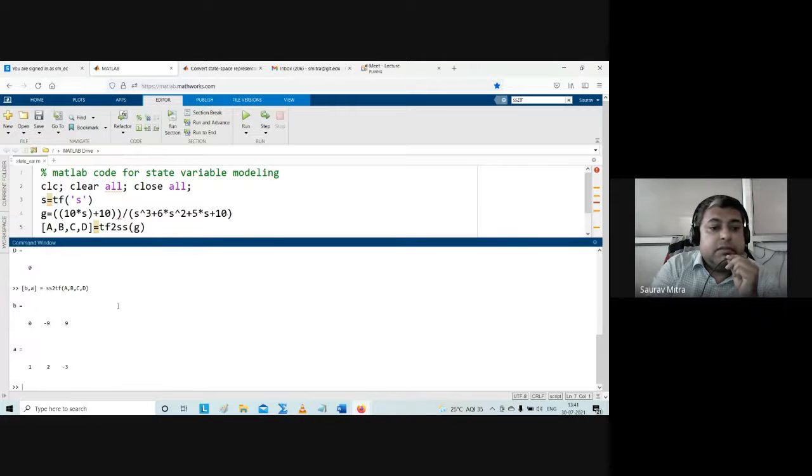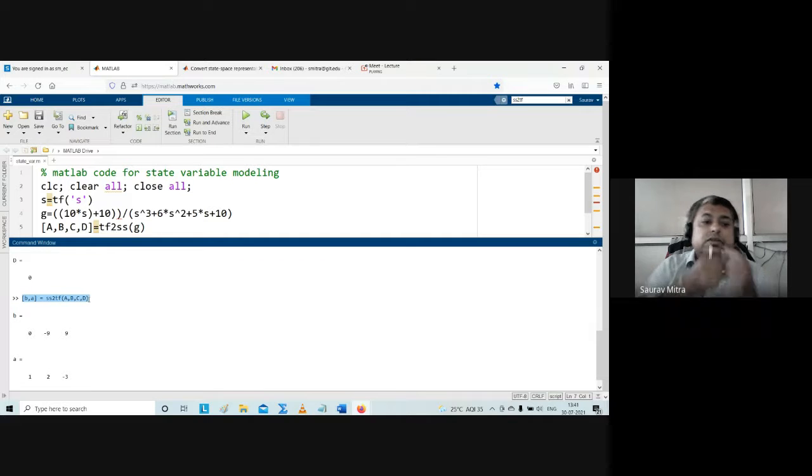Okay, so this is the command, this is the command. I will just mark it with this. Okay, so this is the command. When ss is given, that is the state variable is given, at that time I want to convert it into transfer function. And what you have got, 0 minus 9, 9.